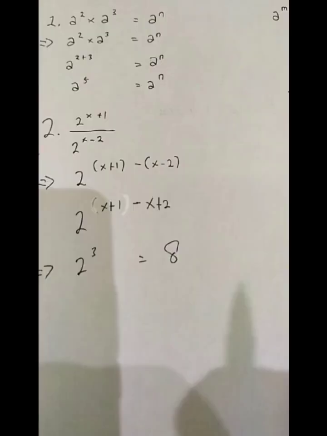So we do the operation here. Negative times positive is negative, and negative times negative is positive. So we got 2 raised to the power of x + 1 - x + 2. So x + 1 - x + 2 is 3. So we got 2 raised to the power of 3, which equals 8.